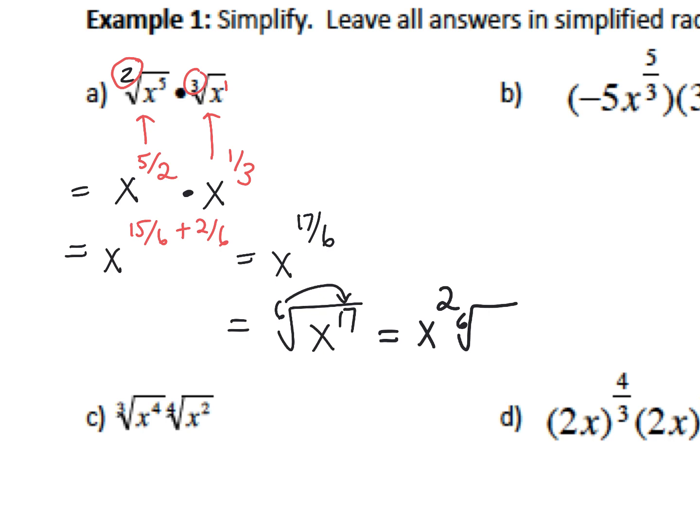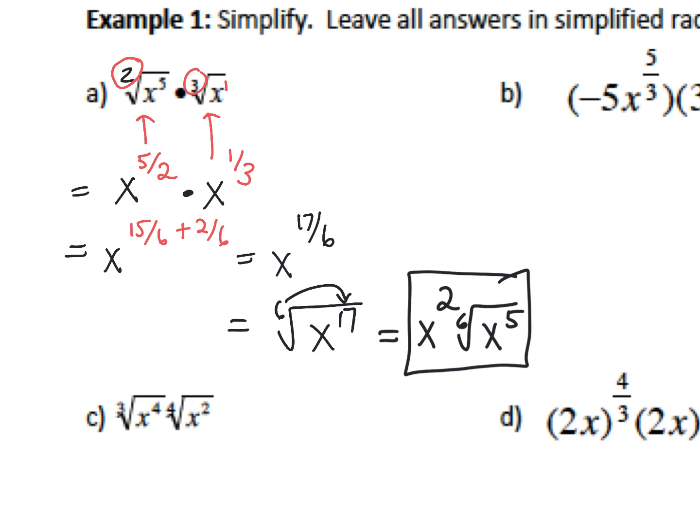6 times 2 is 12. There's 5 left over. So we would have x squared outside the radical and x to the 5th underneath the radical. Once again, don't forget your index. We did the 6th root. Questions about that?